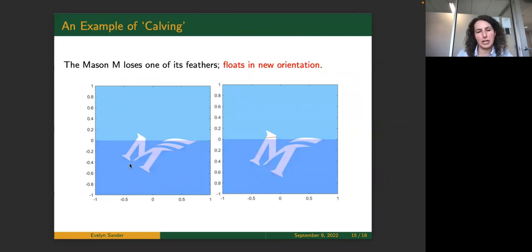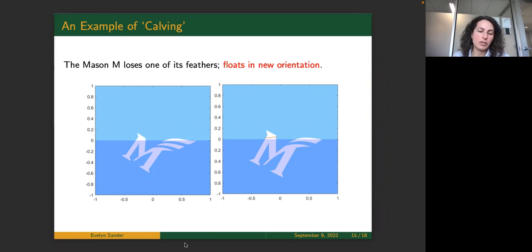So the actual Mason M, the official logo of the university, has 3 feathers on it. So this is something that would be hard to do because these are disconnected, but you can do it as a theoretical object in our computation. We have code for this. And if it has 3 feathers, this is a stable floating configuration. If it has lost 1 feather, it's going to float in a different configuration.